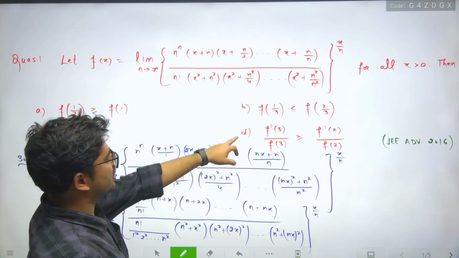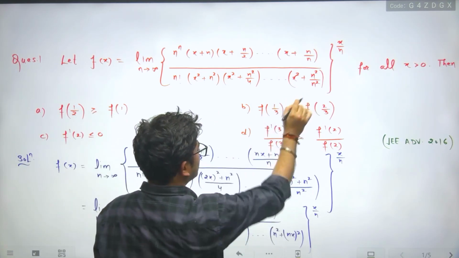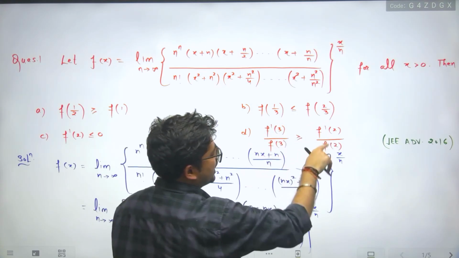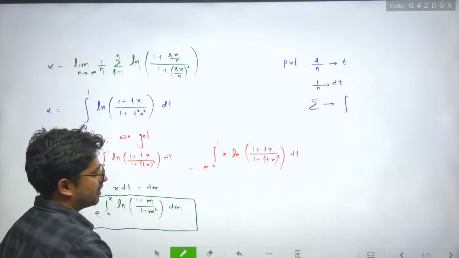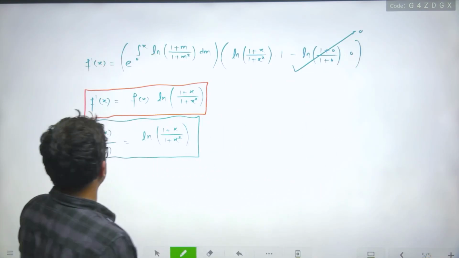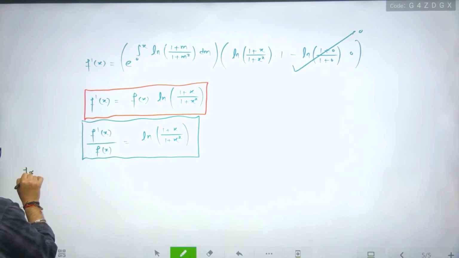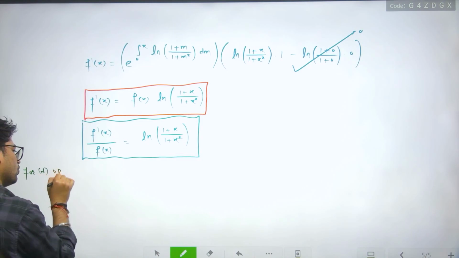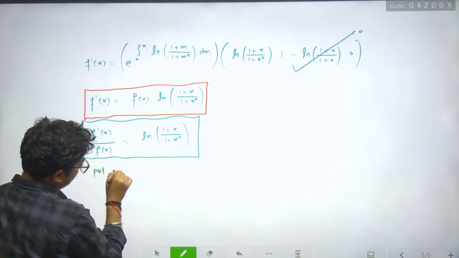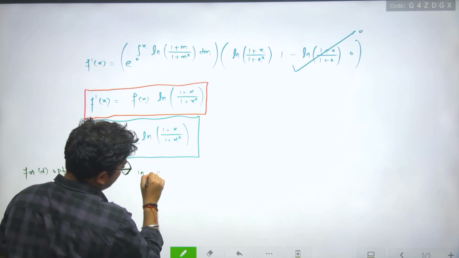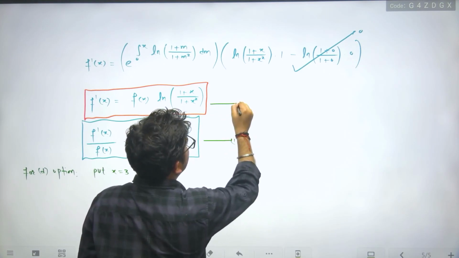First of all, let's check your third option, D option. D is f'(3)/f(3) and f'(2)/f(2). You have to find the relation between these, and you can find the relation using this one. For D option, we can put x = 3 in the second equation, and let's say that is your first one.